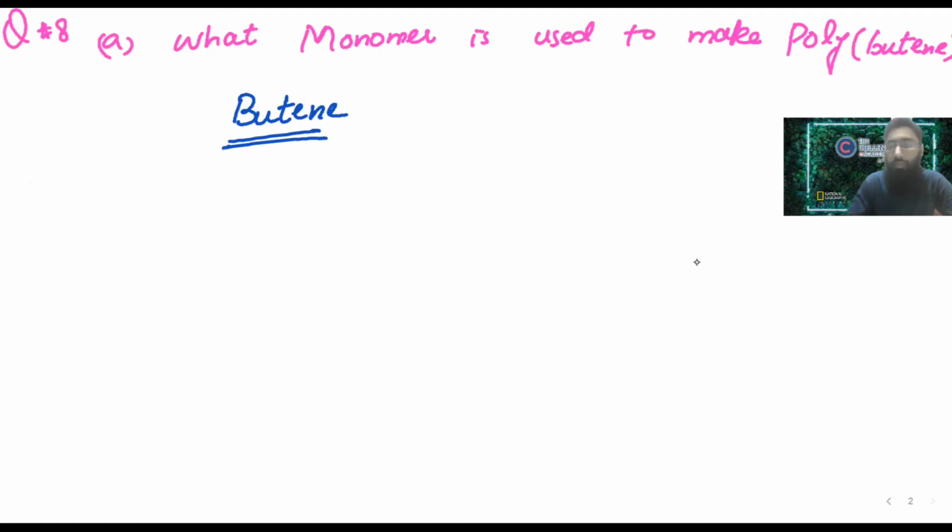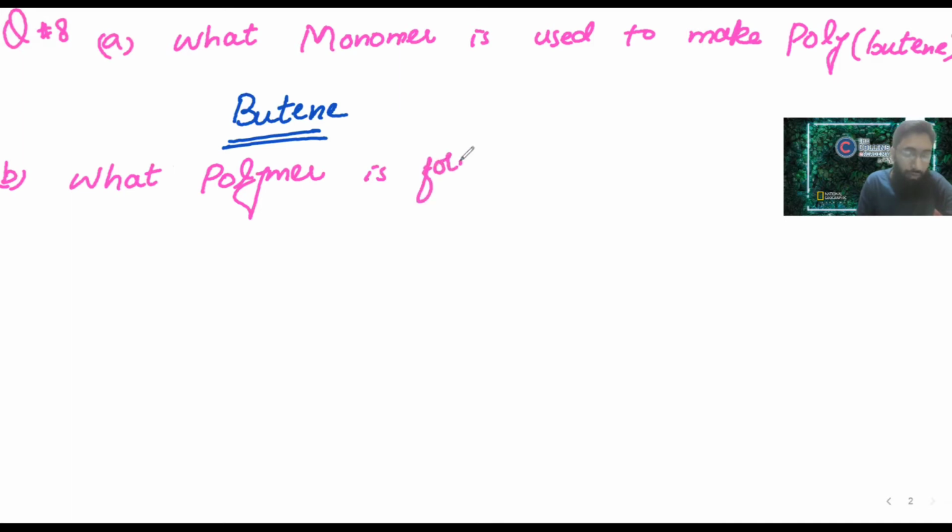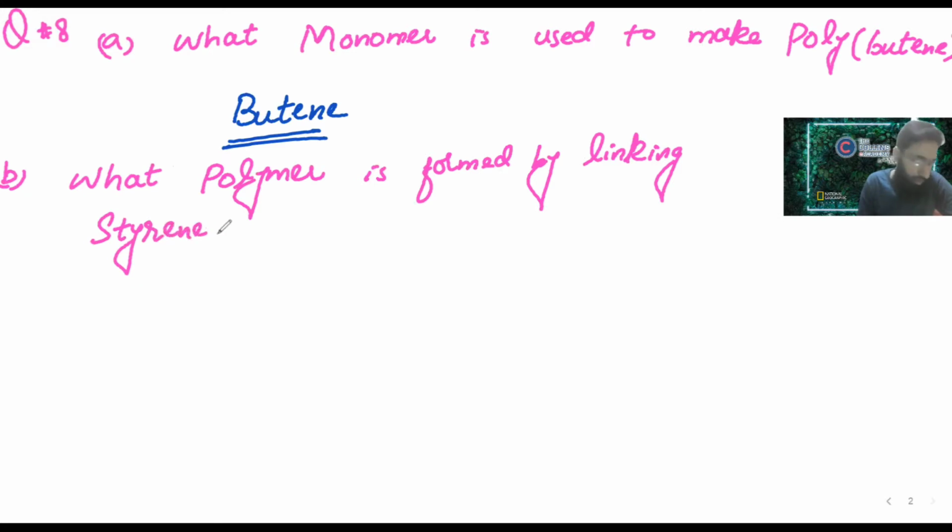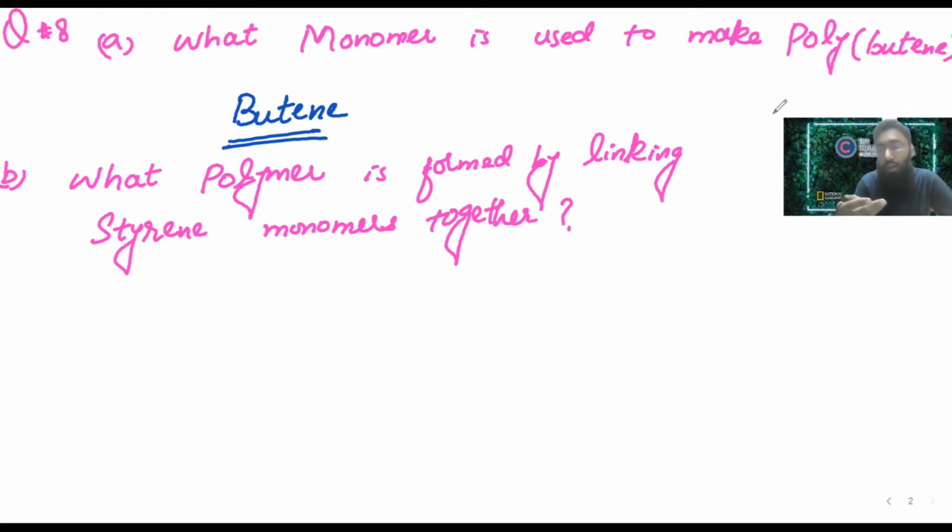Then the other question is part B of your textbook. You can check this in your textbook as well. What polymer is formed by linking styrene monomers together? So first of all, we must know what actually the styrene monomer is. If we don't know the structure of styrene and what styrene monomers are, how can we know about the nature and the structure of the polymer?